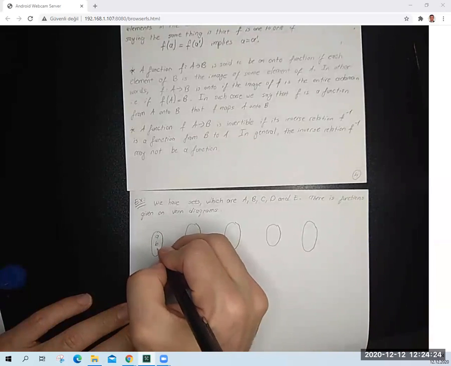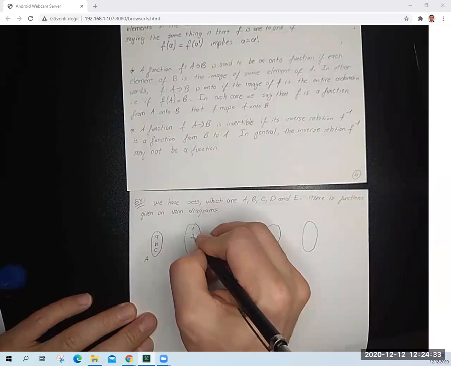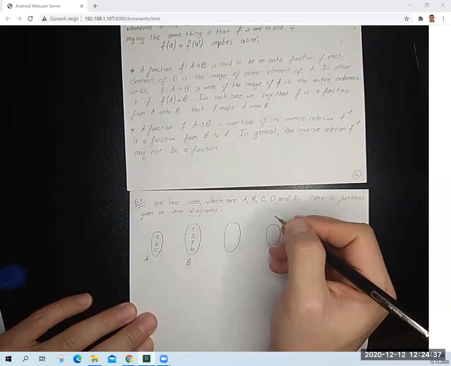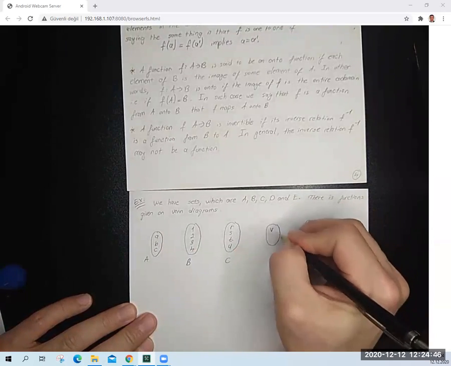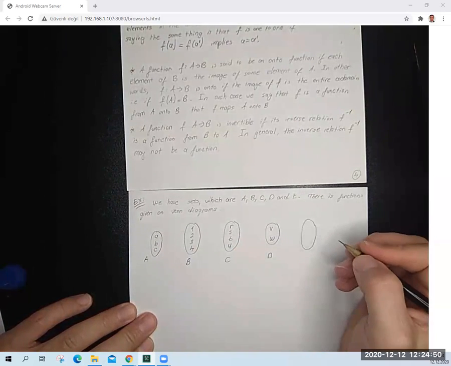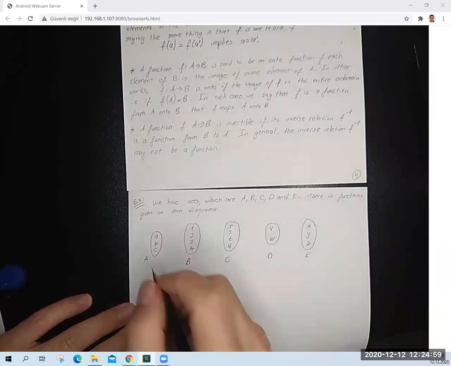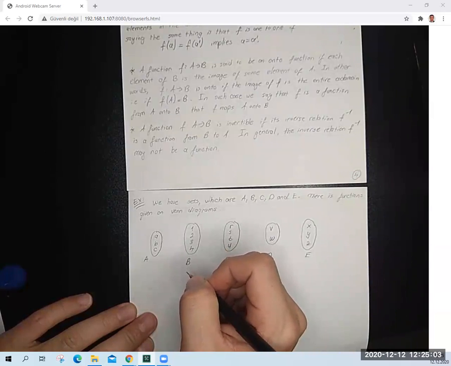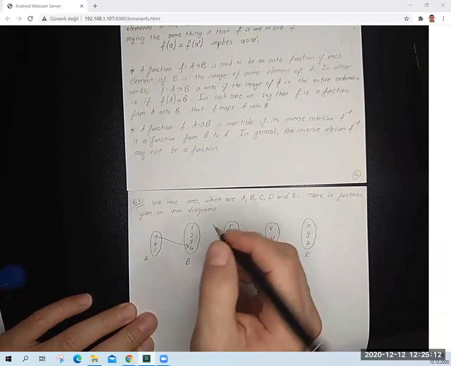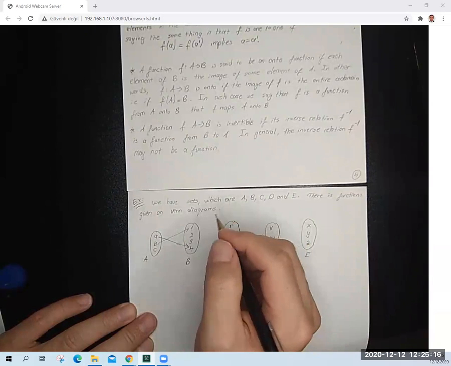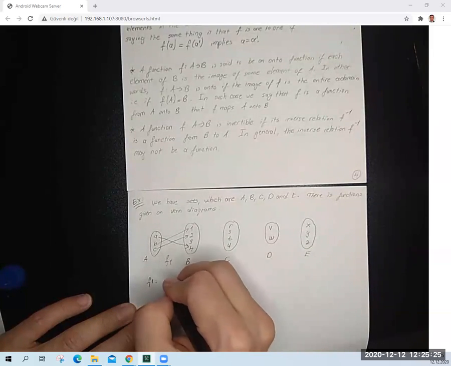We have a, b, c in set A, and 1, 2, 3, and 4 in set B, r, s, t, u in set C, v and w in set D, and x, y, z in the last set E. There is a function from A to B, with function notation F1: a goes to 4, b goes to 1, and c goes to 2. F1 is the function from A to B.